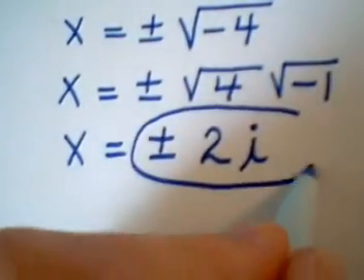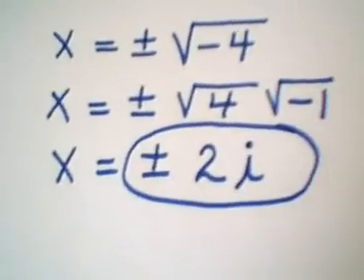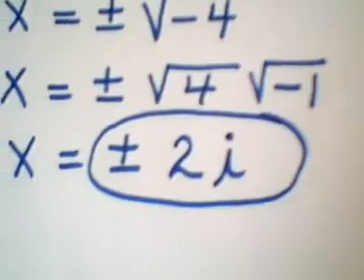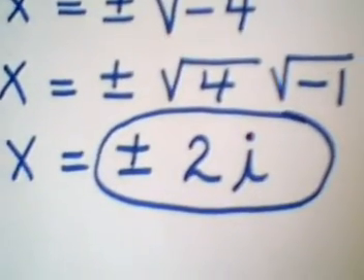So my answers to this quadratic equation are not real. They're complex. We have a positive 2i and a negative 2i. And we're done.